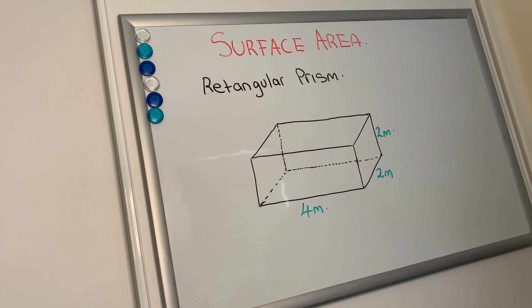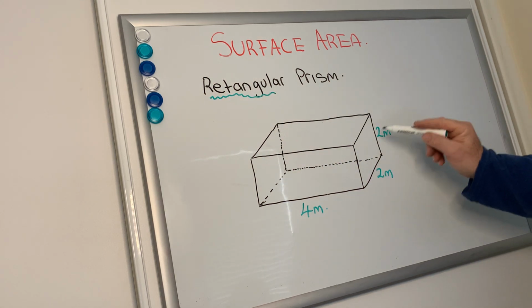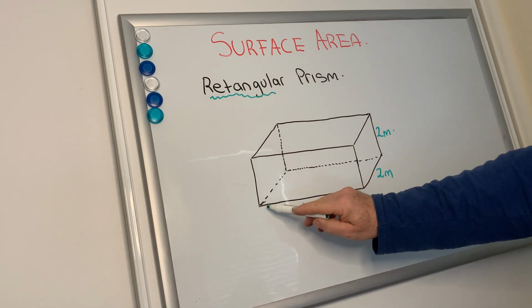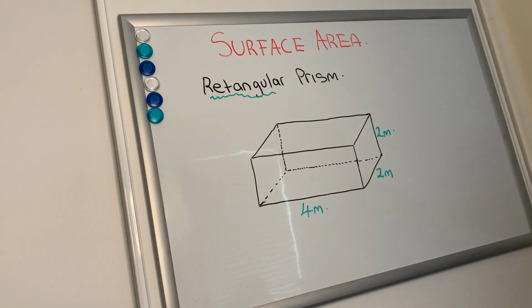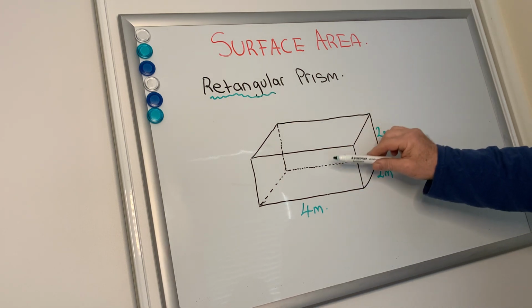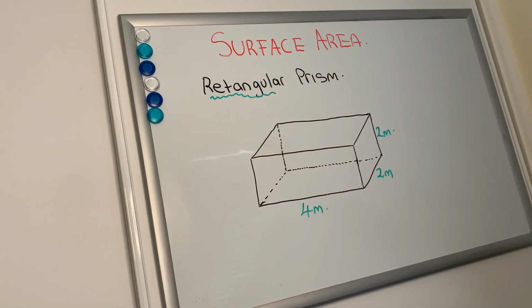Okay, so again, it's a rectangular prism. Even though the sides are square, the base is the rectangle. The base has a rectangular shape to it, so 4 meters by 2 meters. It's obviously made up of a front, a back, the base and a top, and the right side and the left side. Now, with that in mind, what I want us to do is work out the surface area of this rectangular prism.